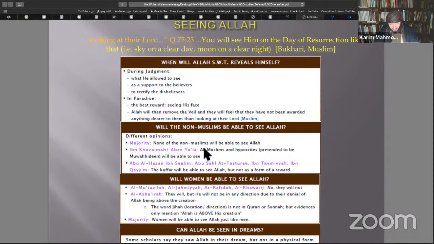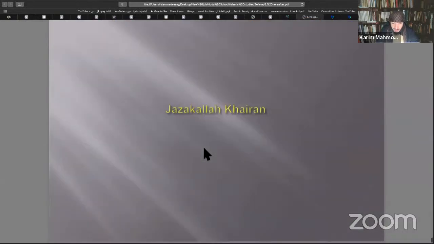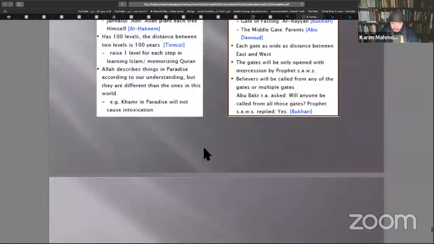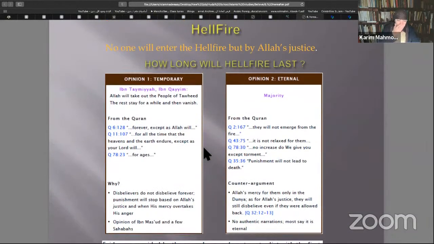So that's the situation of people seeing Allah during Jannah. Okay. Now after this, we're going to talk about Hellfire. What is the situation of Hellfire?